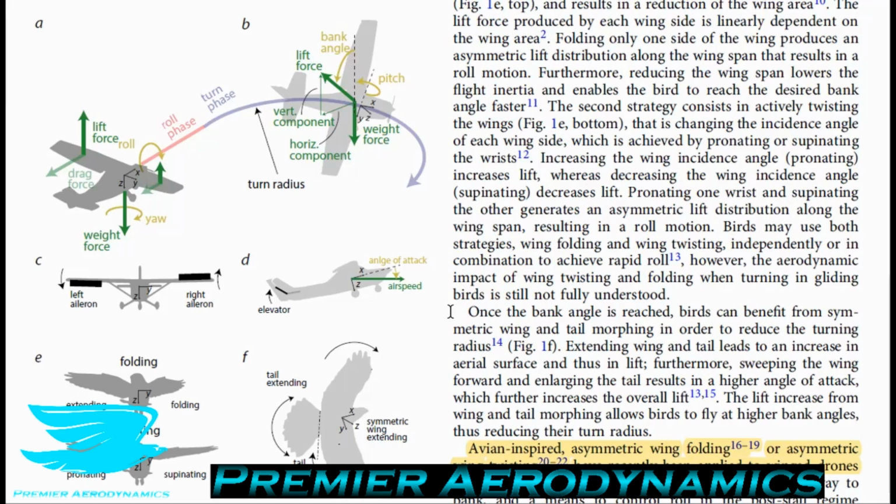So we know that lift equals half times density times velocity squared times the surface area times the lift coefficient. So you change that surface area, changes the lift linearly. Obviously, the lift coefficient does change as well, but assuming that it stays a constant, then it changes linearly. So folding only one side of the wing produces an asymmetric lift distribution along the wingspan that results in a roll motion. This is because one wing now has a smaller surface area, so it has less lift being produced than the other wing. So that means that you're going to roll in that direction.